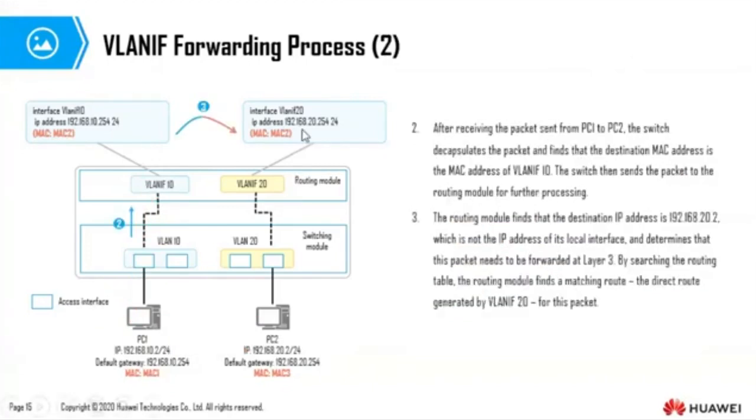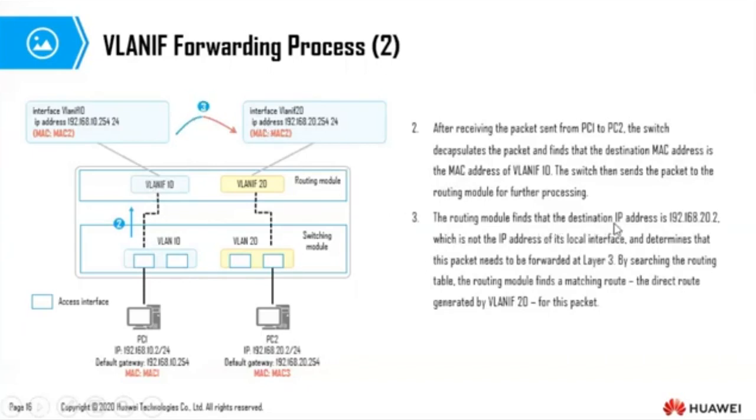Process number 2. After receiving the packet sent from PC1 to PC2, the switch will decapsulate the packet and find that the destination MAC address is the MAC address of VLANif 10. The switch then sends the packet to the routing module for further processing. So the switch will check the destination MAC address for the VLANif and send it to the VLANif interface.